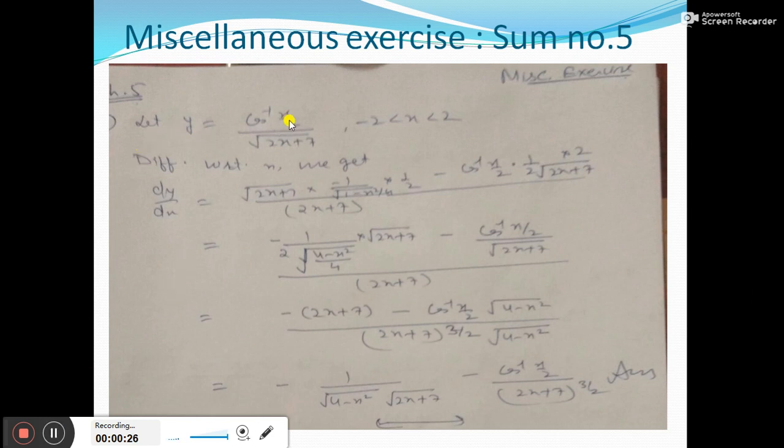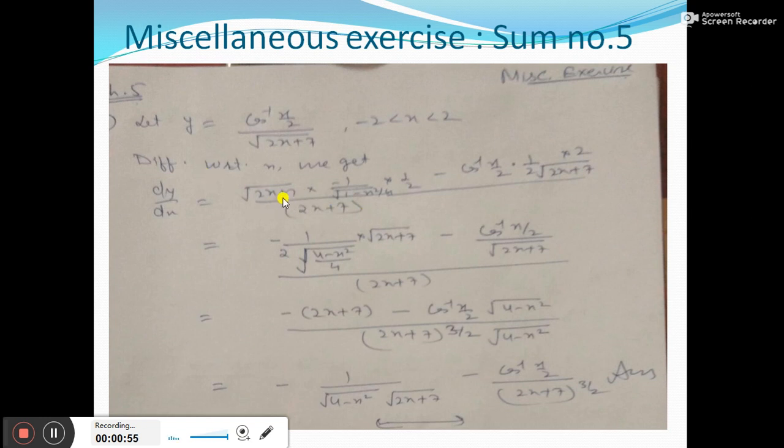y is equal to cos inverse x by 2 over the square root of 2x plus 7. Differentiate this with respect to x. First of all, we suppose y is equal to cos inverse x by 2 over root of 2x plus 7. Differentiating with respect to x, we apply the quotient rule here. In the denominator, the square root of 2x plus 7 whole square becomes 2x plus 7.